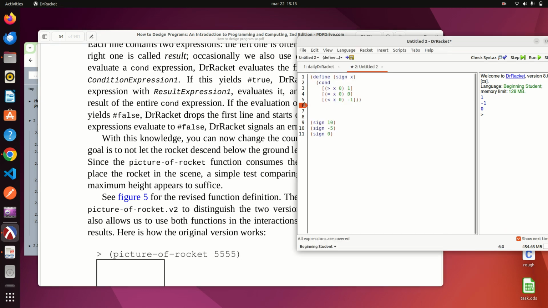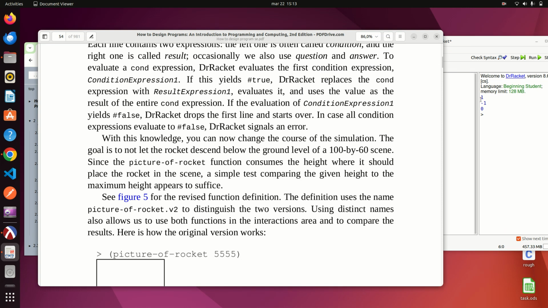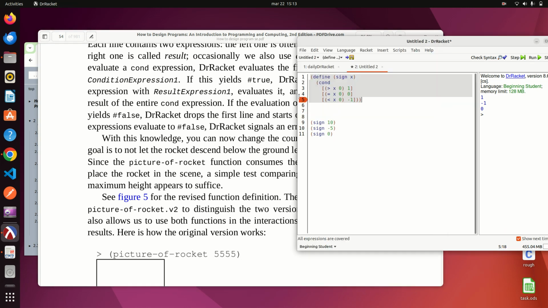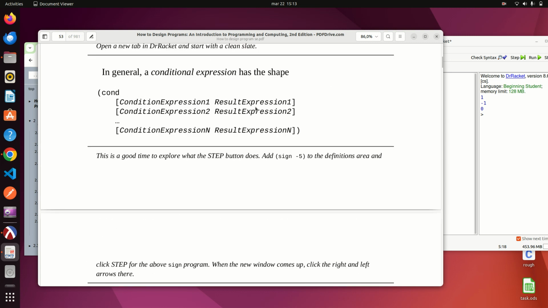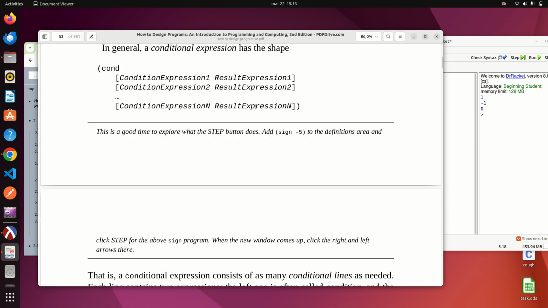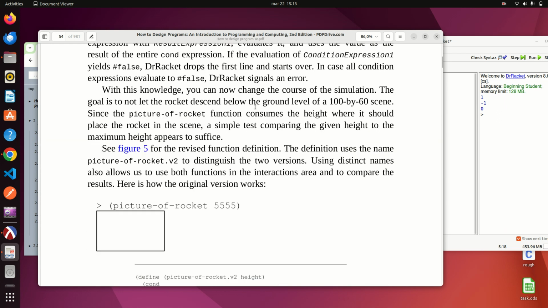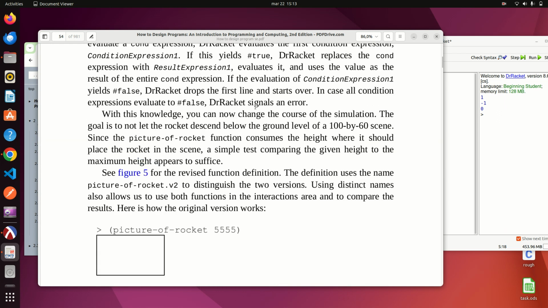So this means that conditional expressions are evaluated in a serial order. Yeah, basically, they all get evaluated in serial order. With this knowledge, you can now change the course of the simulation.